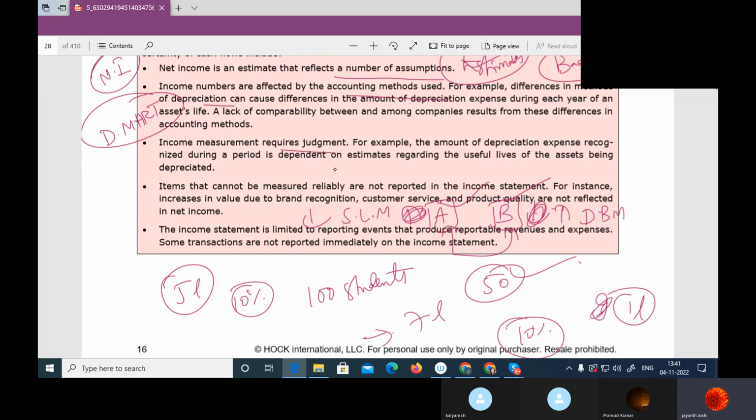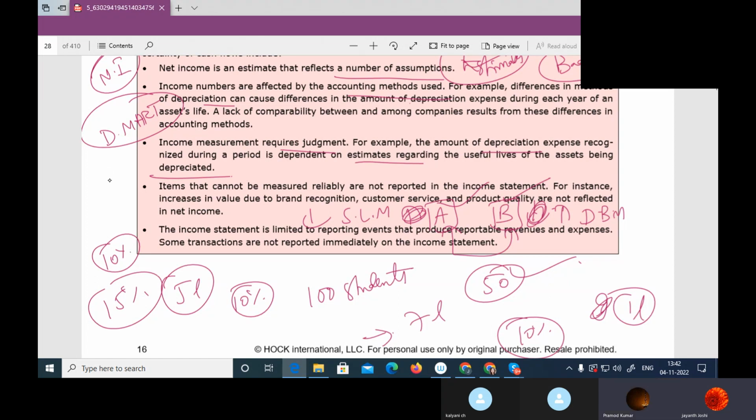Income measurement requires judgment. For example, the amount of depreciation expense recognized during a period depends on estimates regarding the useful life of the asset being depreciated. The depreciation expense you show in the income statement is based upon your estimates. Say you decide that 10% is what you will depreciate. Why not 15%? It can be correct. Is 10% the only rate at which your asset would depreciate? No, it can increase or decrease, can be more or less. So that is also a problem.